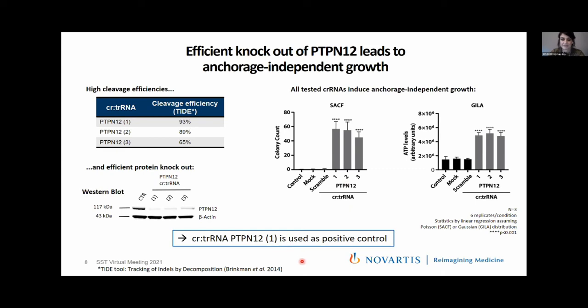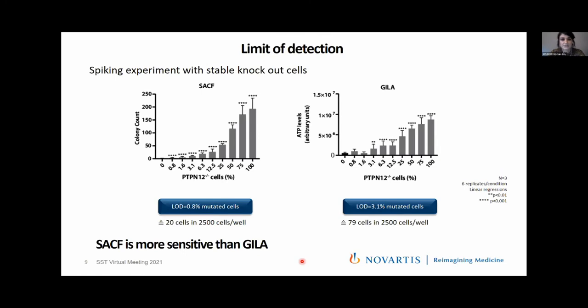and for further experiments and for the validation experiments. Then we wanted to determine the limit of detection, and then we generated a PTPN12 knockout pool using the CRISPR RNA that I mentioned before, and spiked the knockout cells with wild-type cells, and evaluated when we still obtain significant results. And here for the soft agar, we obtained significant results starting from 0.8% edited cells, which corresponds to 20 cells per well. And here in the GILA, we started to see significant results starting from 3.1% edited cells, which corresponds to 79 cells per well.